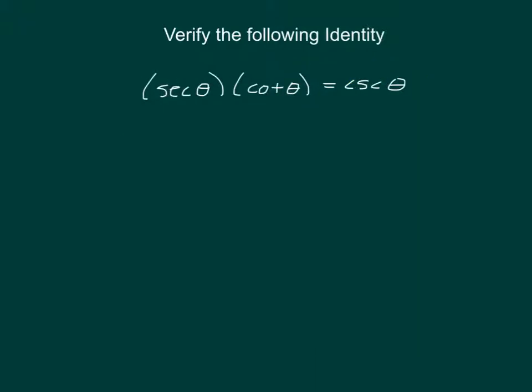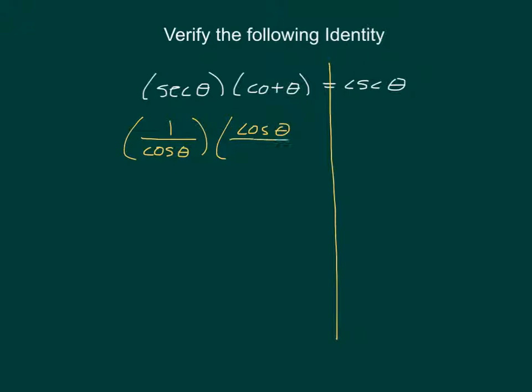Again, we want to pretend that there is a wall between these. In this one, secant theta is 1 over cosine theta. Cotangent theta, just like it was in the last problem, is cosine theta over sine theta.